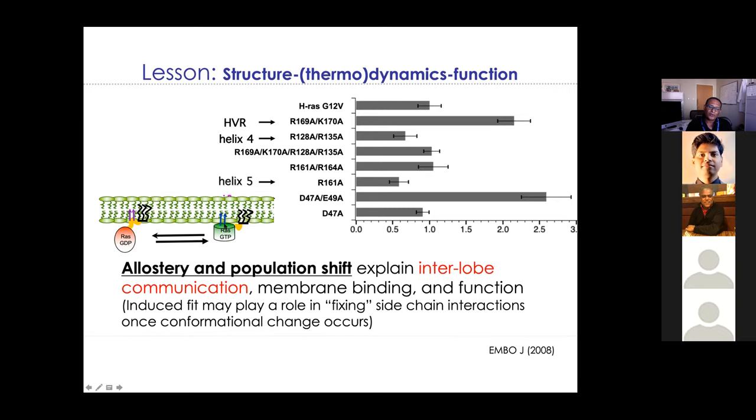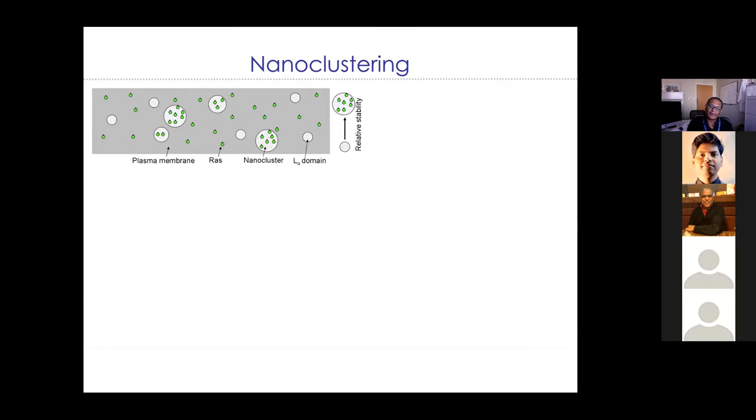And we thought that could be explained by this kind of process where GDP bound conformations and GTP bound conformations are in equilibrium. Notice the different orientations and the different conformations of the HVR in yellow here. And that led us to the conformational selection and population shift type of ideas, for just membrane binding, but also ultimately for ligand design.